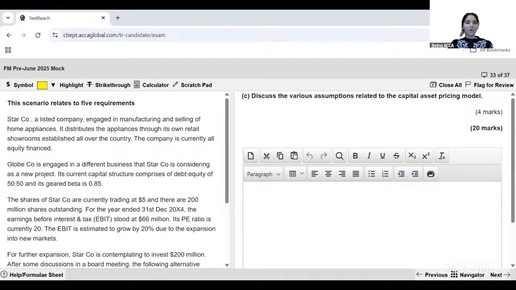So this was the solution for your FM pre-June 2025 mock exam. This is Star Company. I hope that this has helped you people.